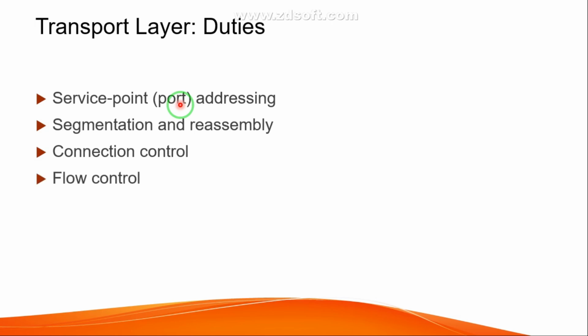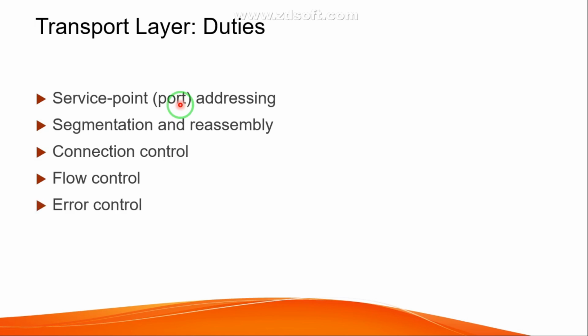Now, next is flow control. Like the data link layer, the transport layer is also responsible for flow control. But remember, this flow control is performed end to end rather than hop to hop or across a single link.